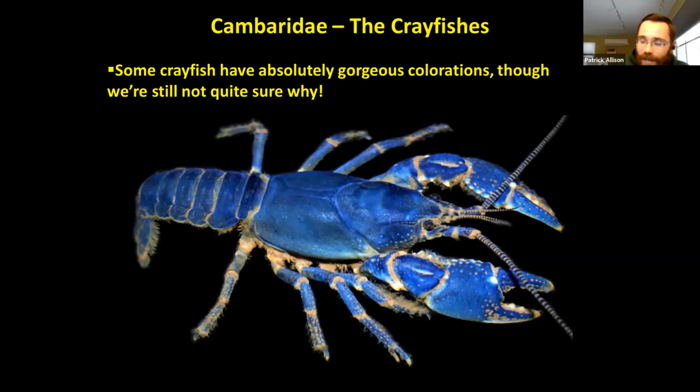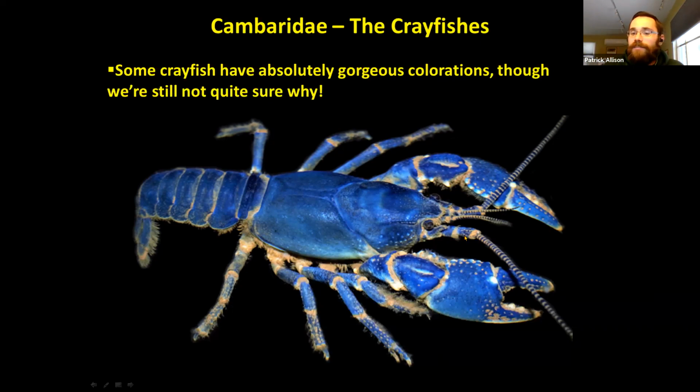So take that, lobsters. Now, it's weird because why would you be this color? If you're in a stream, you're just going to be super easy to see and a predator is going to eat you. Well, in a burrow, you don't necessarily have to worry about that. And maybe these blue colors under certain light conditions make you harder to see.